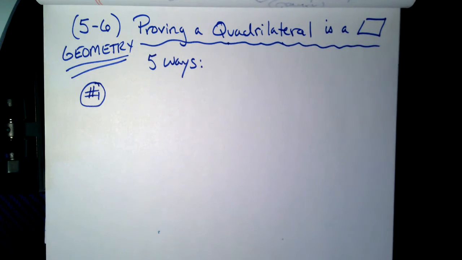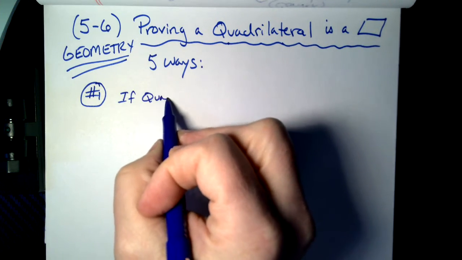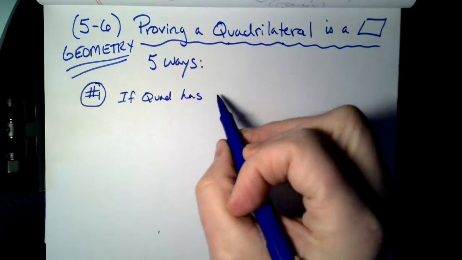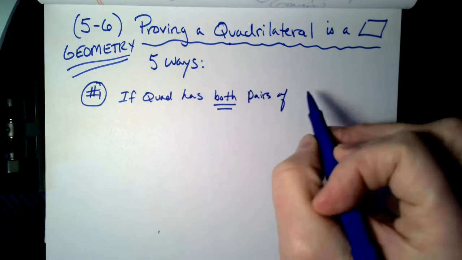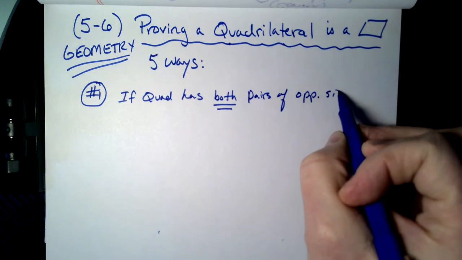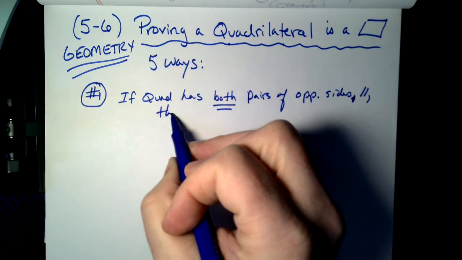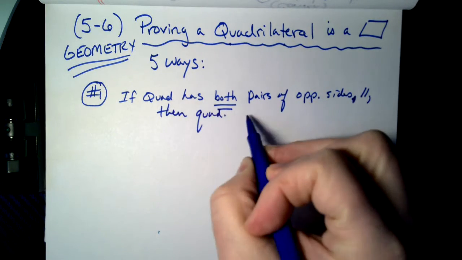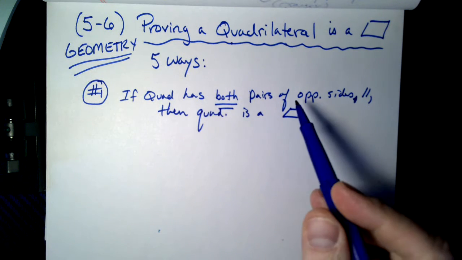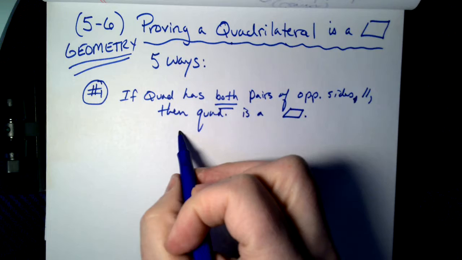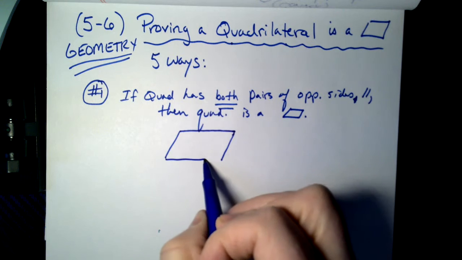So obviously the number one way that you can prove something's a parallelogram is if a quadrilateral has both, underline both, pairs of opposite sides parallel, then the quad is a parallelogram. Okay? If it has both pairs of opposite sides parallel. So it's important that it's both pairs, because if you only show one pair, let's say the top and the bottom, then it's only a trapezoid.